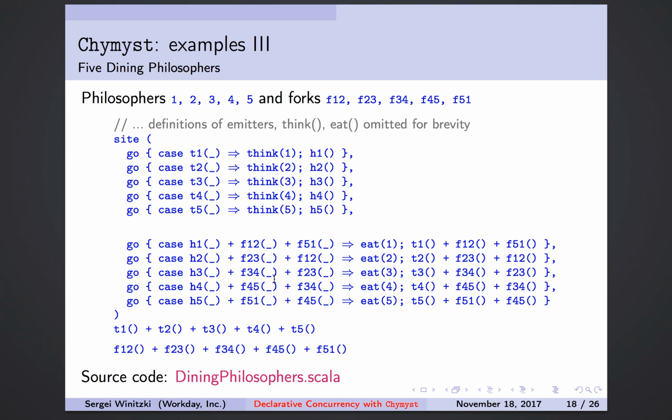So that will automatically exclude the possibility that 2 of these reactions, like for example, the first and the second one, start at the same time. So that is what we want. Note that this code is completely declarative. We basically translated the problem formulation from the English to chemical reactions.